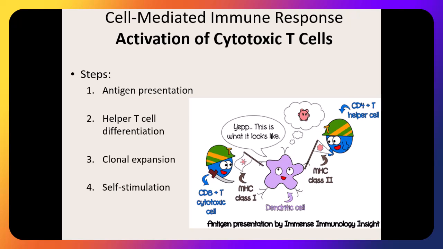So again, different picture, just written out step by step. Steps: present antigen, make helper cells, clonal expansion, meaning making more cytotoxic cells, including memory cells, and then just full on making lots and lots of killing cytotoxic cells.